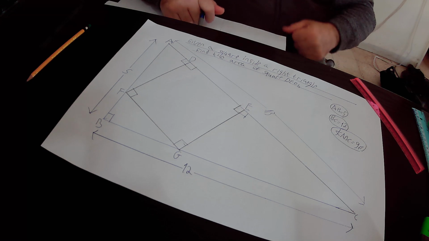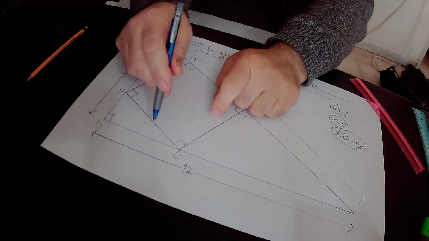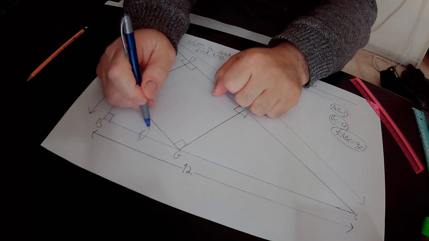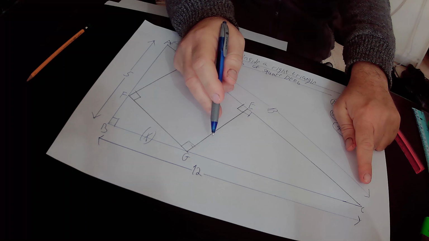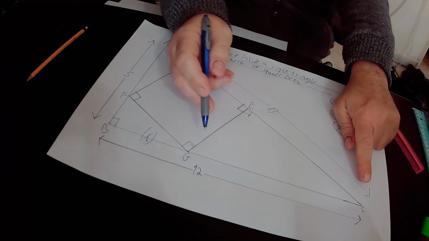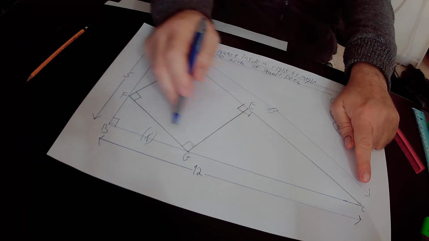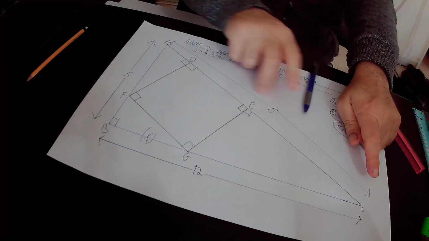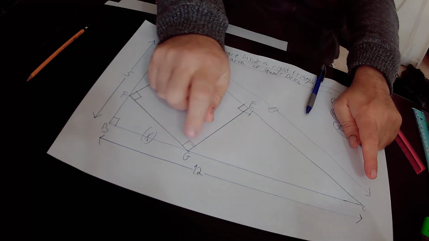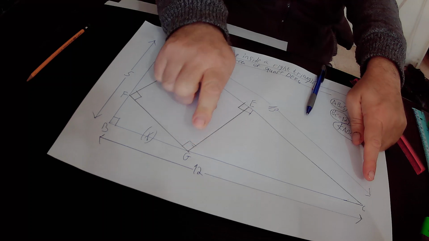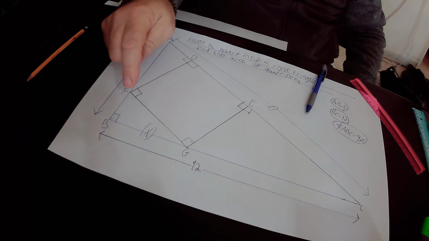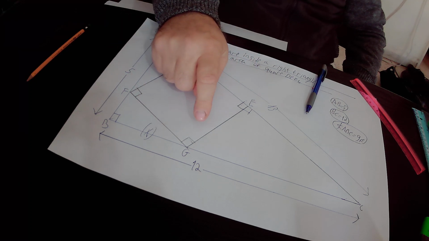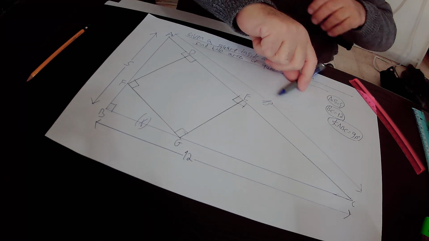We define the length of line segment BG as x. So what is the length of line segment GC? From the drawing it is very easy to see that GC equals BC minus BG. Again, BC minus BG equals GC. So GC equals BC, that is 12, minus BG, that is x. So in total, GC equals 12 minus x.